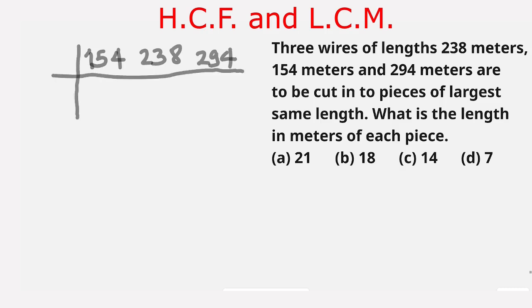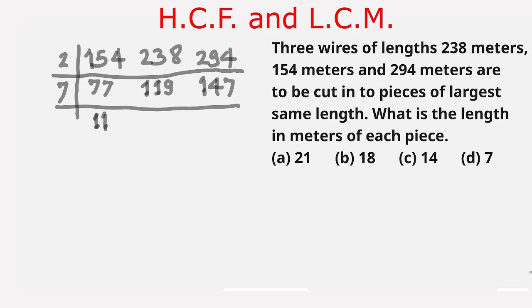Each number is divisible by 2. 2 divides 154 for 77 times, 238 for 119 times and 294 for 147 times. Now all the numbers are divisible by 7. 7 divides 77 for 11 times, 119 for 17 times and 147 for 21 times.